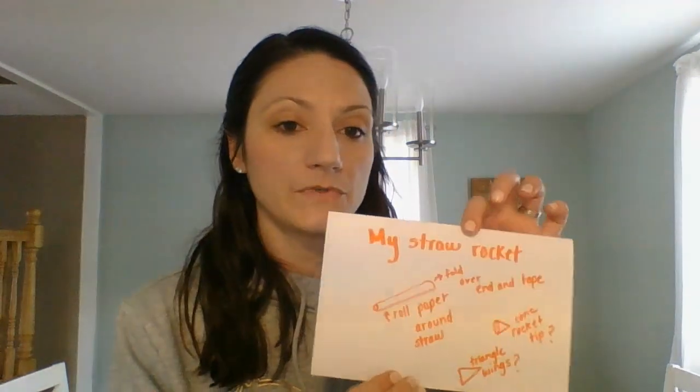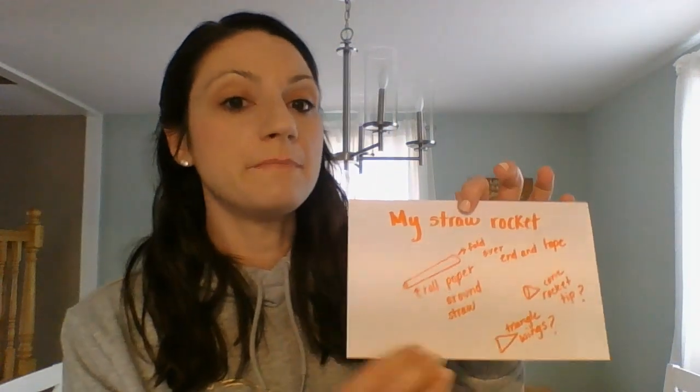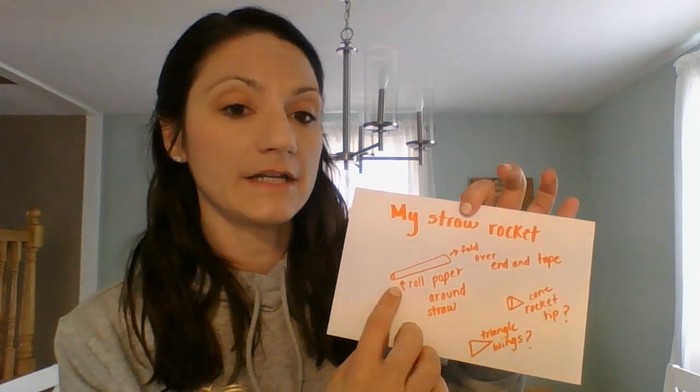So I'm going to take some time. I'm going to think for a few minutes about what I want my rocket to look like, and then I'm going to start drawing. I've already done my imagine phase, so I'm going to show it to you. My first idea for a straw rocket is just really simple.